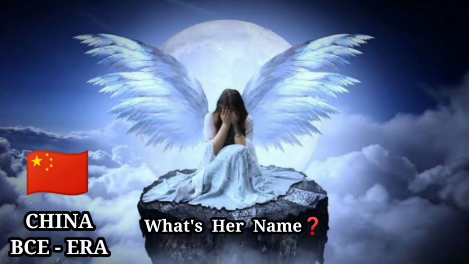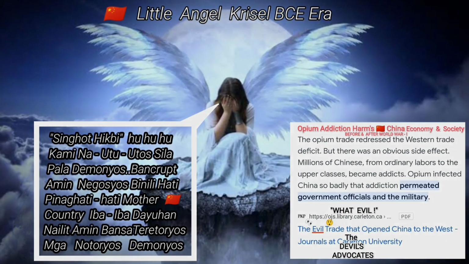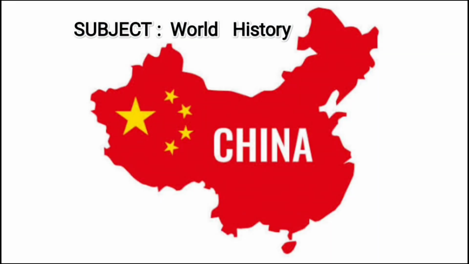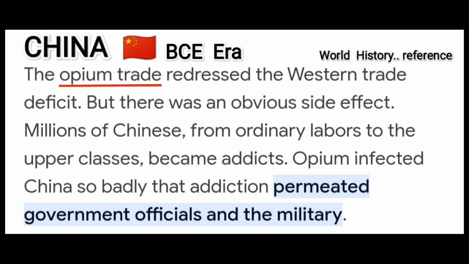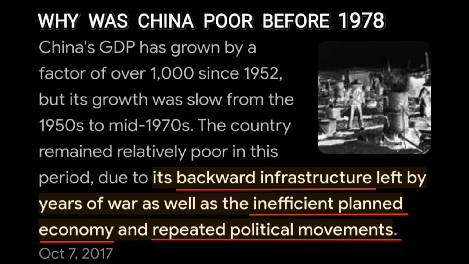Or is it like what happened in the history of the Opium War era of China? Mga sabog ulo ang mga Chinese nation noon, mula nang ginawa nilang legal ang ipinagbabawal na opium na droga sa kanilang bansa. Pati bansa nilang China, nabenta na nila. Pinaghati-hatian ng iba't ibang lahi from different countries. In the Opium War in the world history of China, under research: its backward infrastructure, inefficient plant economy, and repeated political movements.